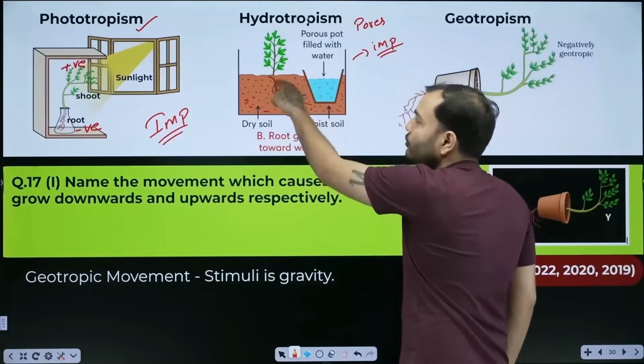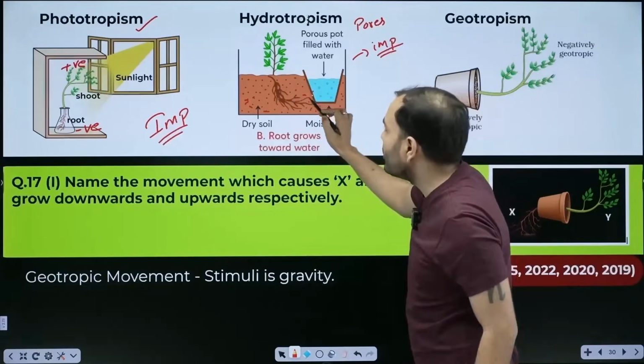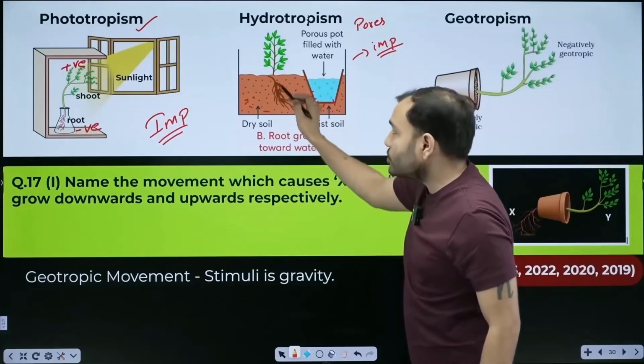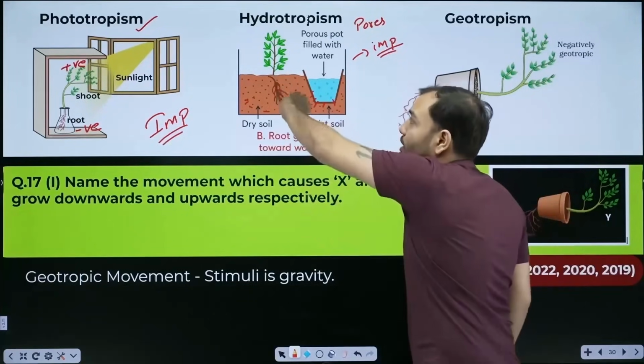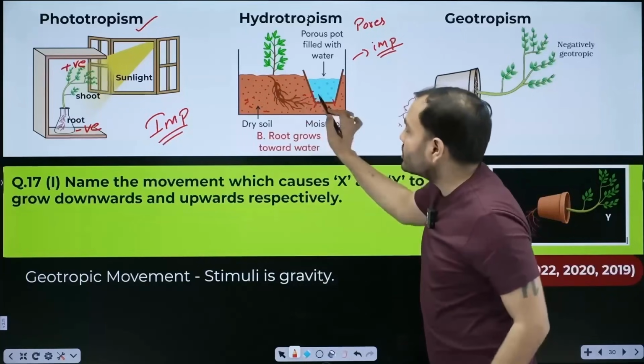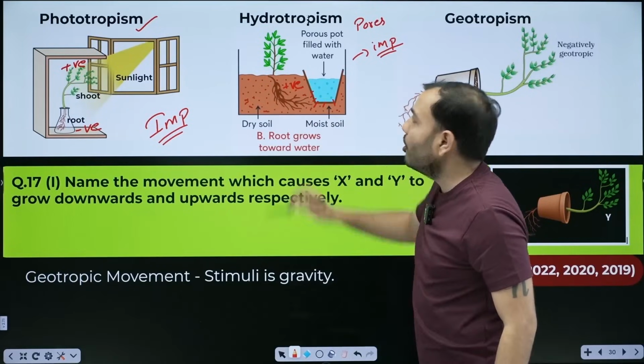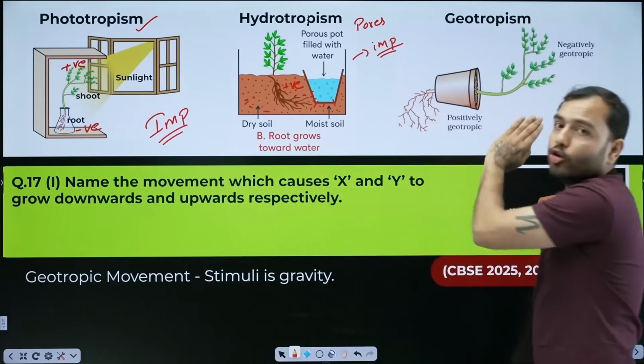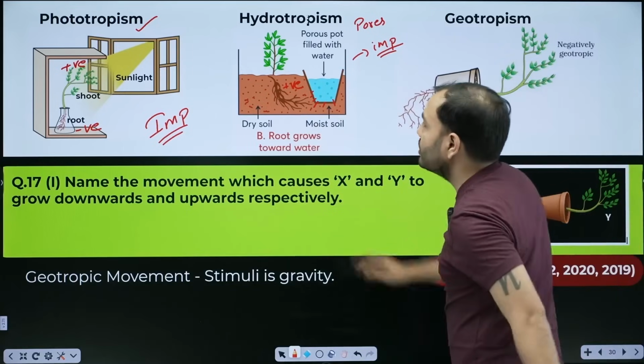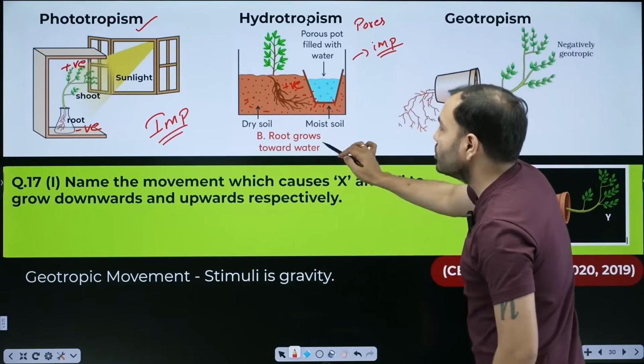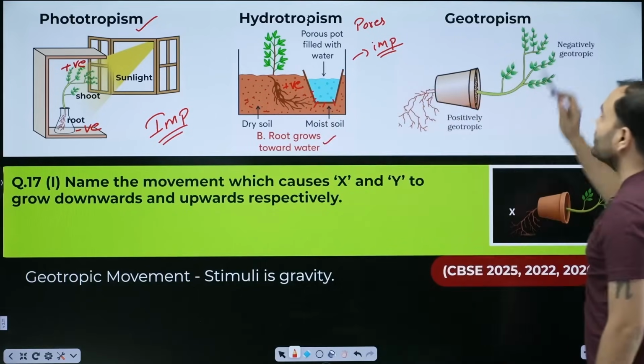Now the soil shows that water is on this side. Since the pot has pores, a little water must be coming out. So what did the roots say? This side is water. So the roots run this way towards the water. What is that showing? Positive hydrotropism, running towards the water. This side is dry soil, this side moist soil. Root draws towards water.